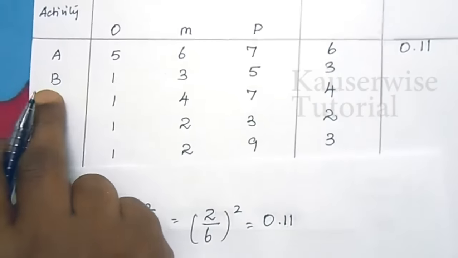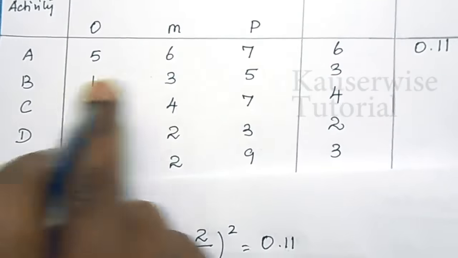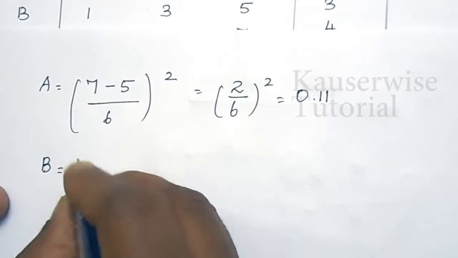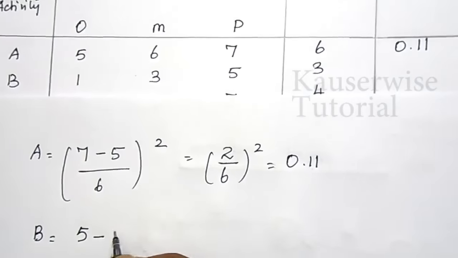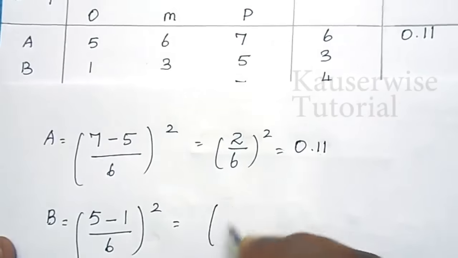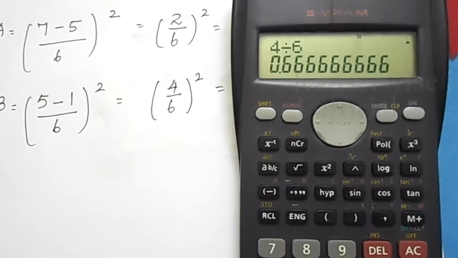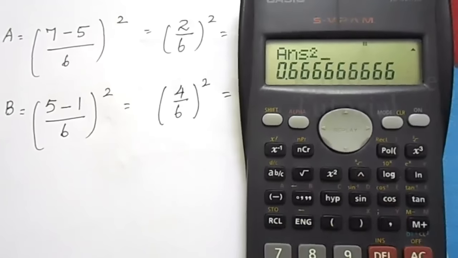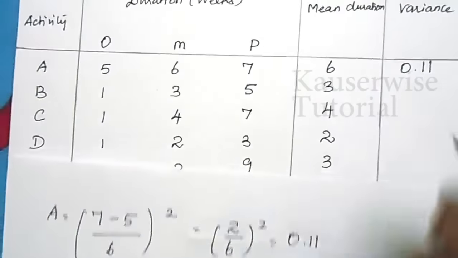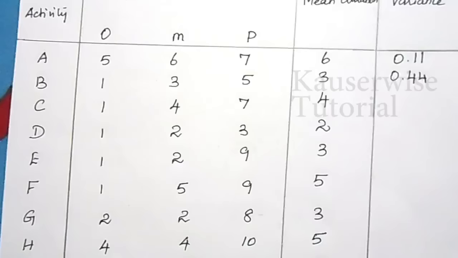0.11. For the second activity, B, pessimistic time is 5 minus optimistic time is 1, so 5 minus 1, which is 4, divided by 6 whole square. 4 divided by 6 is 0.666, whole square is 0.44. In the same way, we need to find variance for each and every activity separately.